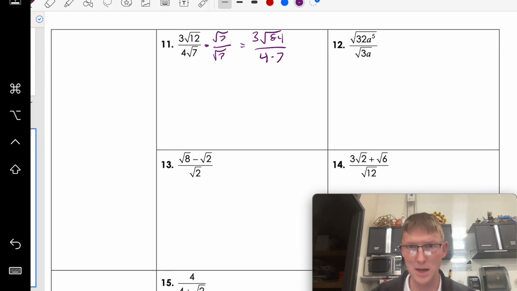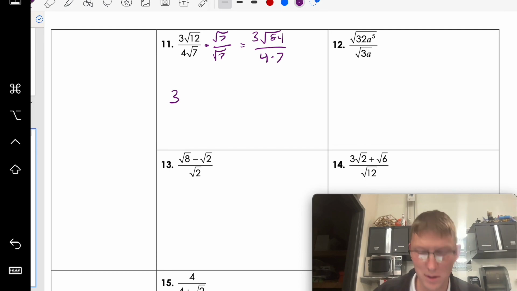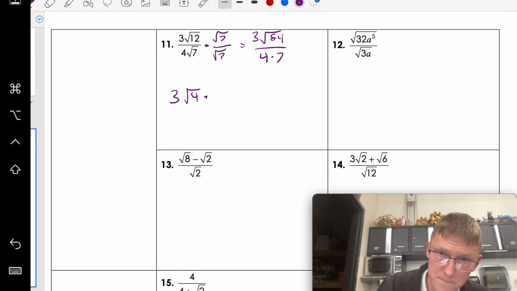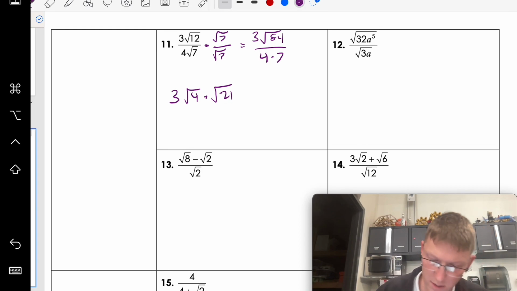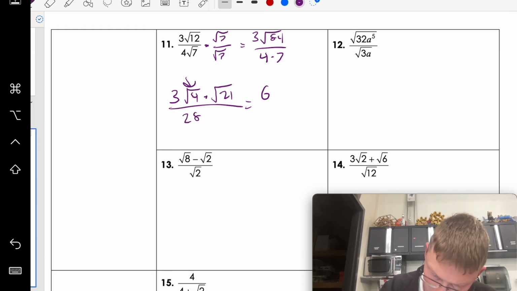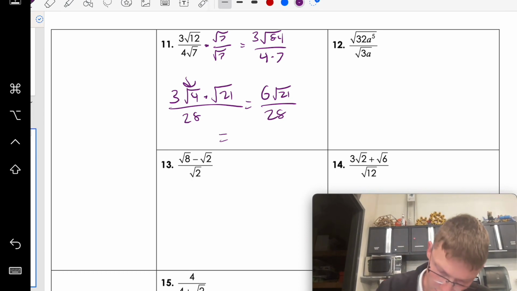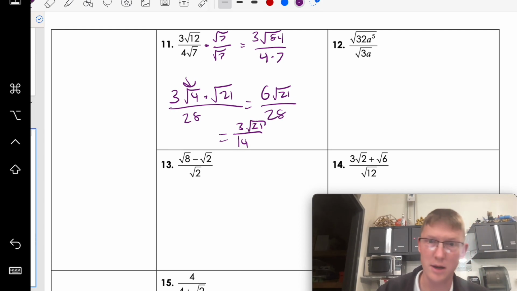So if I'm looking at that 84, we're going to bring the 3 down. 84 can be divided up into square root of 4 times square root of 21. The bottom is 4 times 7, which is 28. So now we're going to have 6. That square root of 4 turns into 2, and 2 times 3 is 6. Square root of 21 all over 28, which we can reduce, 6 over 28, until we get to 3 over 14, and we leave that square root of 21 in there because we can't pull anything else out of it.